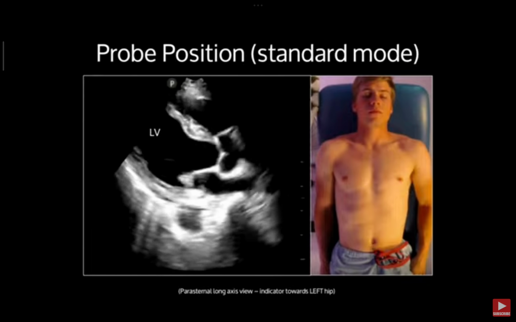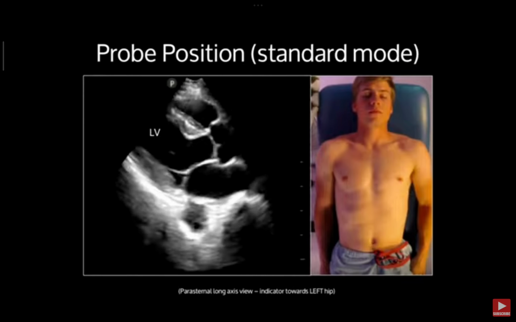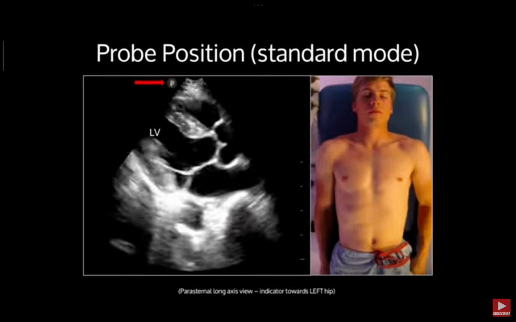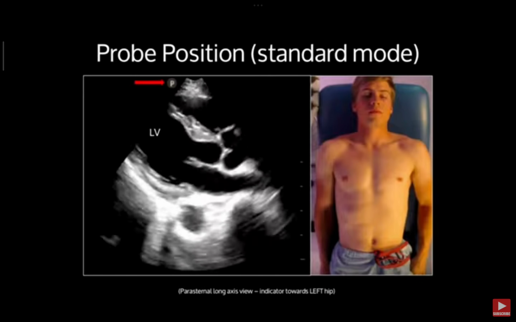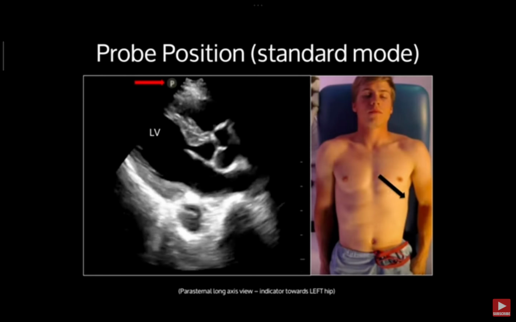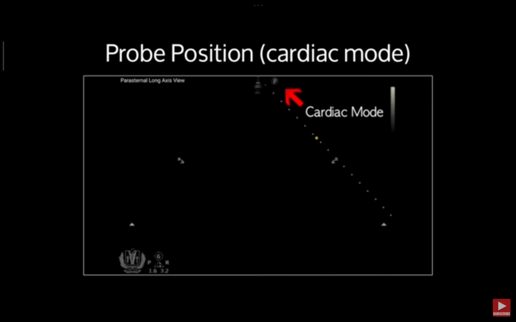As an example, this is a parasternal long axis view of the heart. We are in standard mode, shown by the red arrow on the left of the screen. The probe marker on the body is facing the patient's left hip. Contrast standard mode with cardiac mode. Notice the indicator is on the right of the screen, shown by the red arrow.